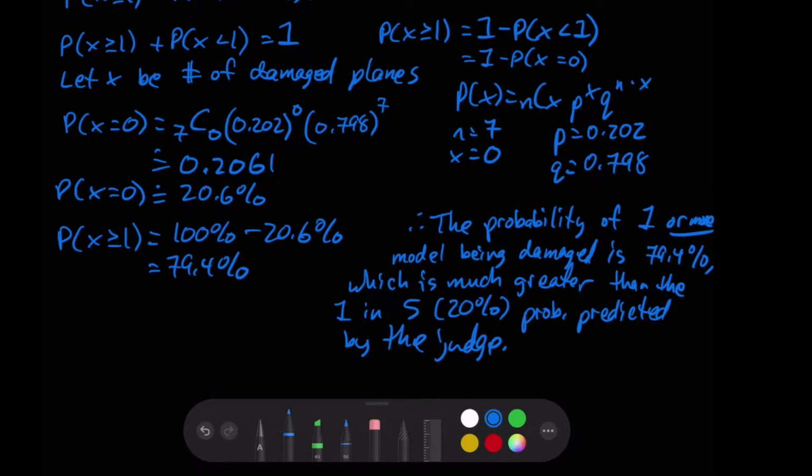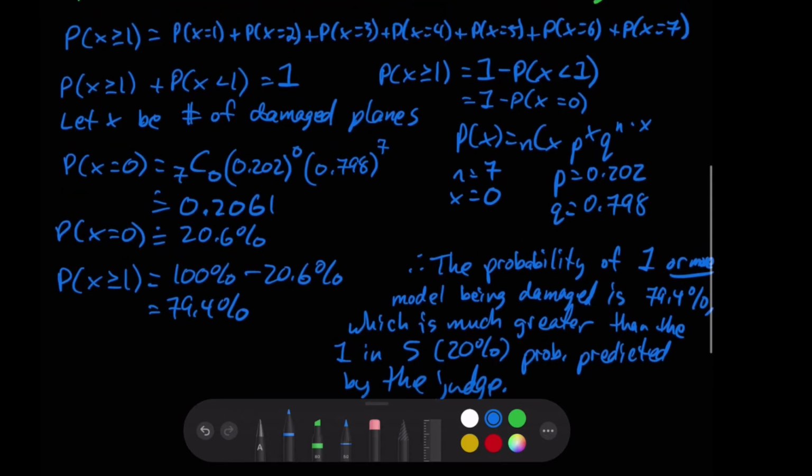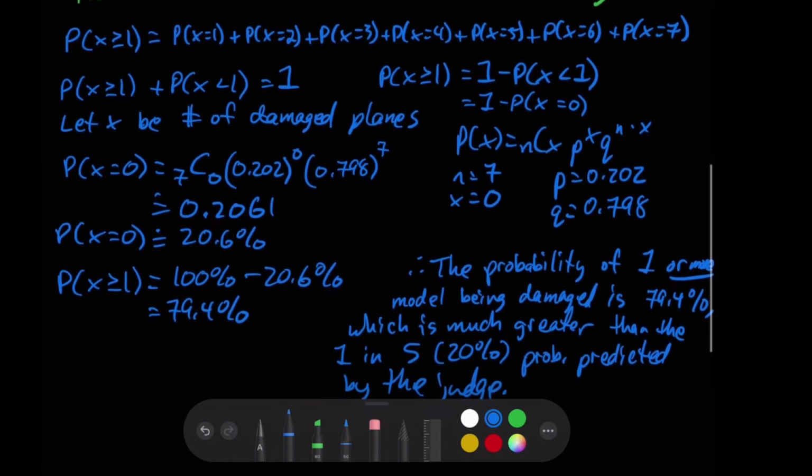And if you check the back of the book, they have the same answer as well. We'll just read it as confirmation that we were correct. There is a 79% chance that at least one model will be damaged. And once again, the key word there is at least, where we had to consider 1 or more plane being damaged.